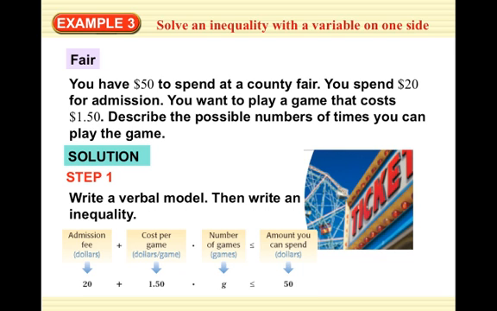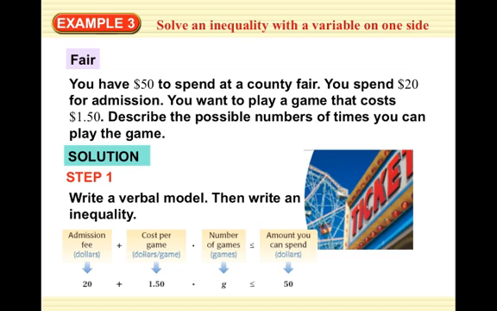Okay, for our solution, first thing we're going to do is write a verbal model and then write an inequality. So the first thing you have to pay is your admission fee, and that's in dollars. So that's going to be $20 plus the cost per game. So that's in dollars per the number of times you play the game, or the dollars per each game that you play. So it's going to cost you $1.5 each time you play the game. And then you multiply that by the number of games. You can use X or you can use G for games. So I'm going to use G.